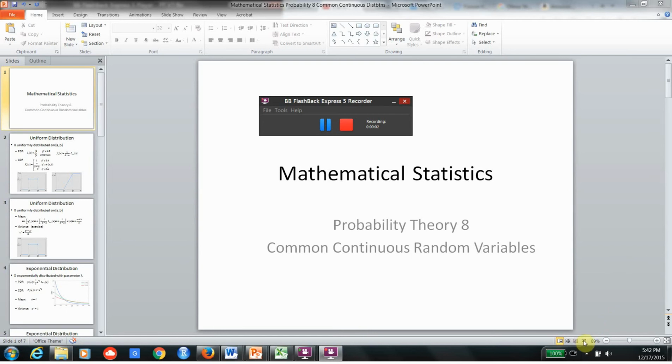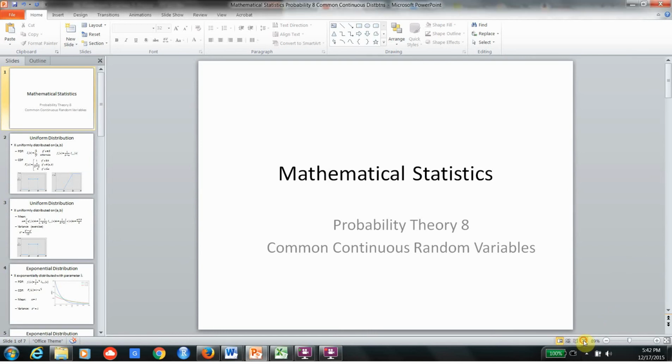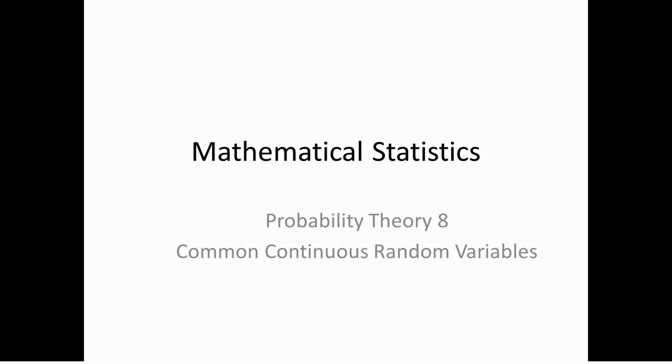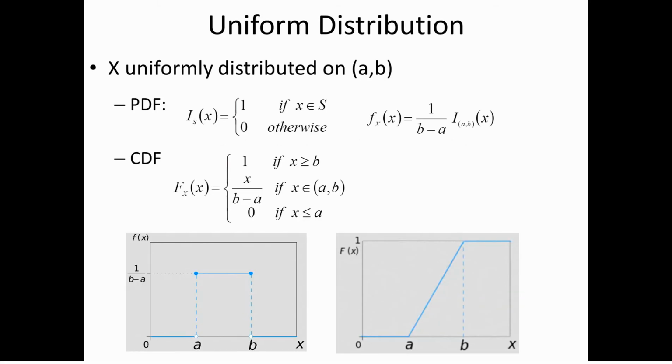Okay, now that we have the basics of continuous random variables under our belt, we can begin to apply it and look at a few common random variables that have a continuous distribution. And the first we want to look at is called the uniform distribution. So we have some interval AB, and we say the random variable x is uniformly distributed on AB if it has a PDF equal to 1 over b minus a on the interval AB.